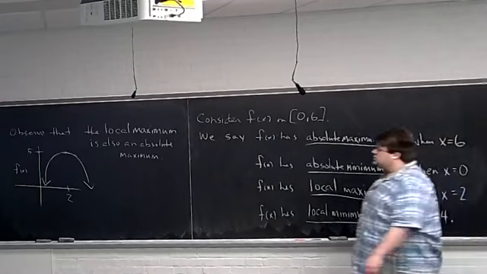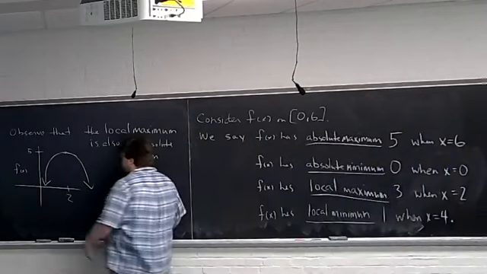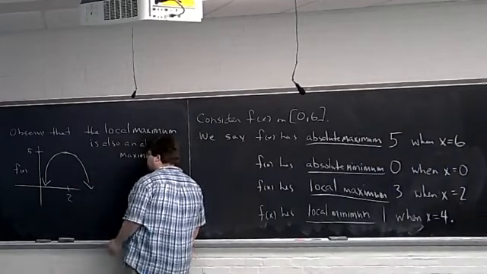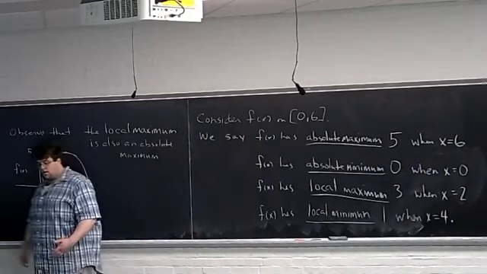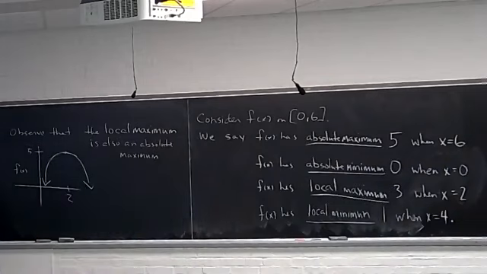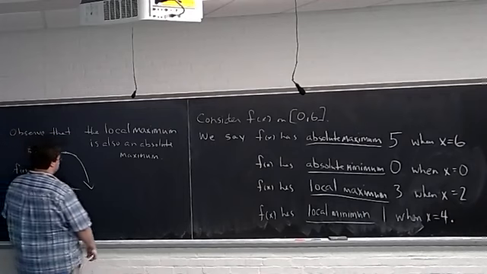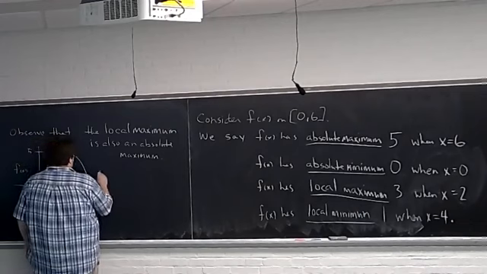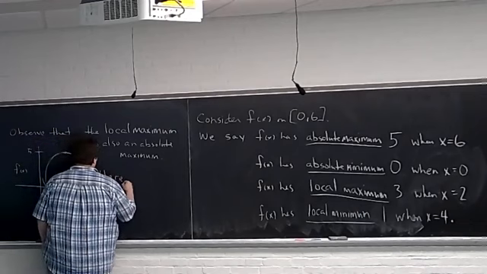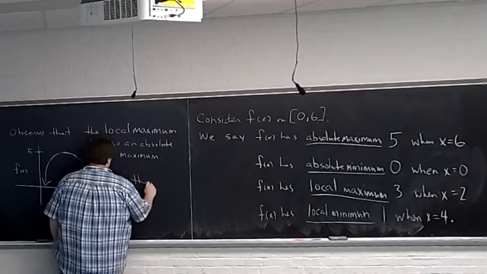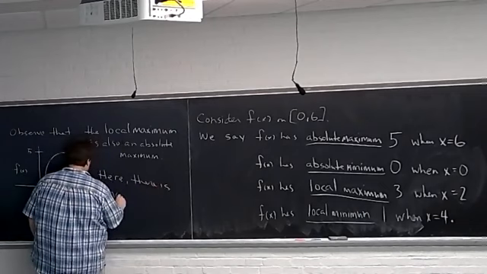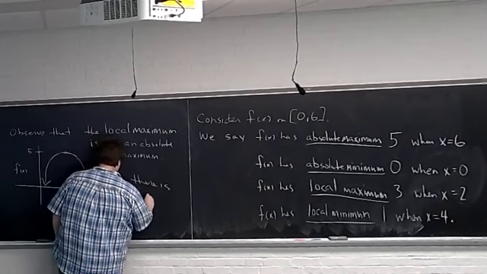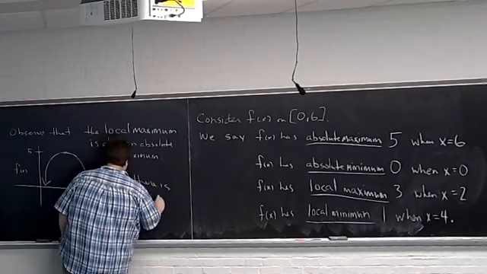We'll also just make a clarification. In this case, the function keeps going down to negative infinity in both directions. So it may be tempting to say the absolute minimum is negative infinity, but in that case, we'll say that the absolute minimum doesn't exist. We're going to restrict ourselves to just numbers. So I'll just say that here. Here, there is no absolute minimum.